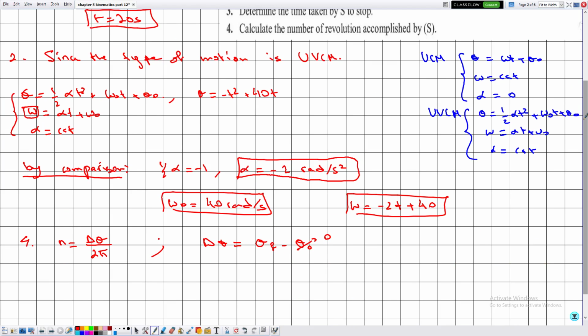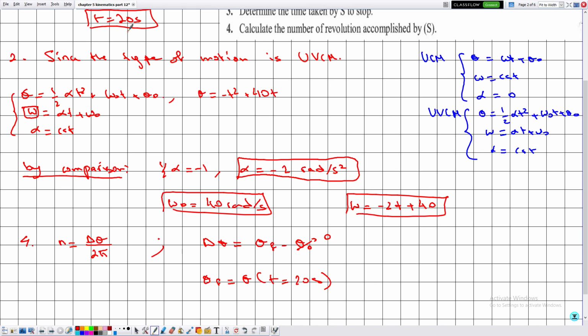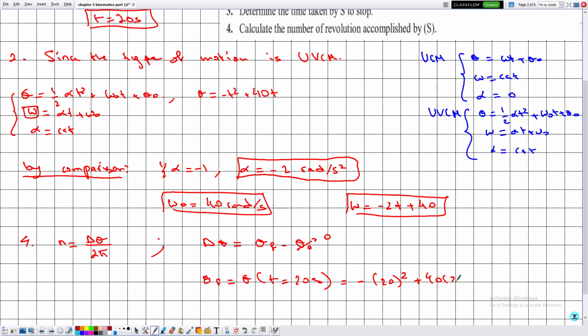Now what about theta final? Theta final corresponds to the instant where S stops rotating. So theta final is equal to theta computed at t equal to 20 seconds, because this instant corresponds to the instant where theta stops moving. So this is equal to minus 20 to the power 2 plus 40 multiplied by 20. Now plugging this in the calculator, this is equal to 400.